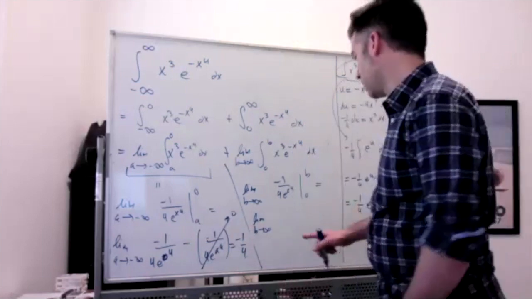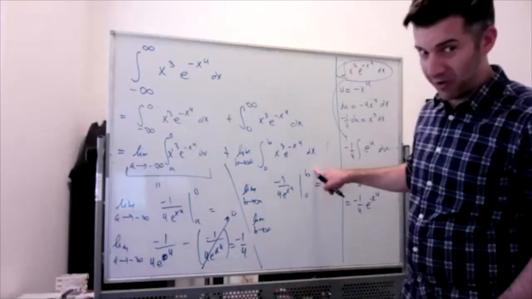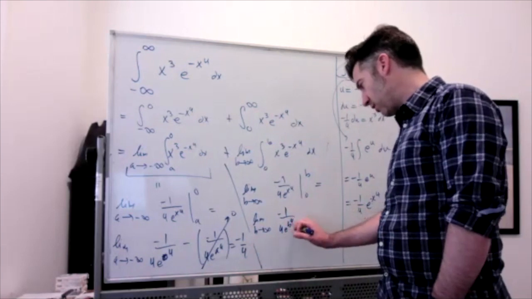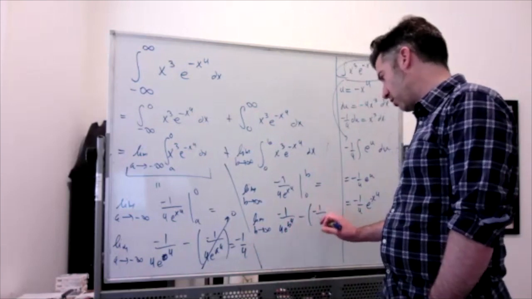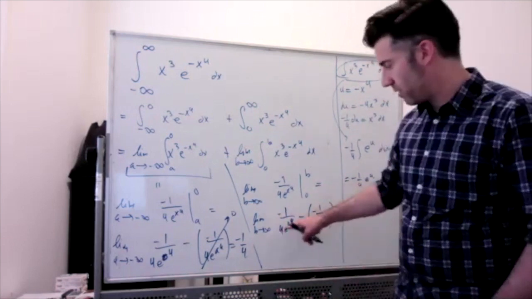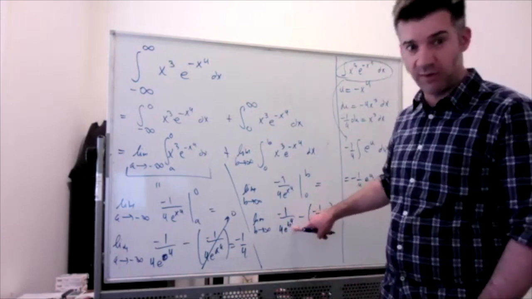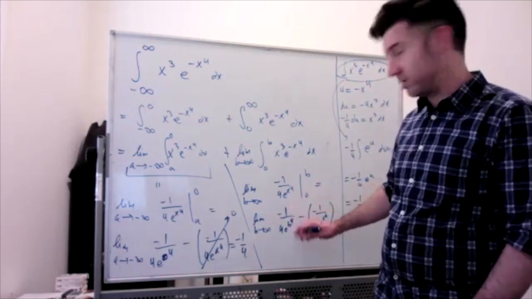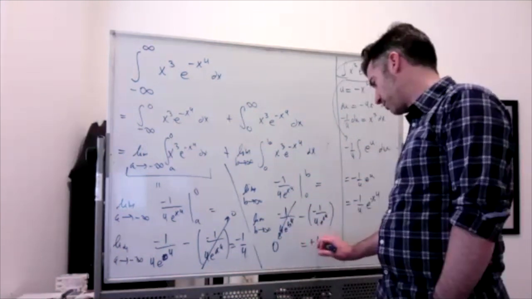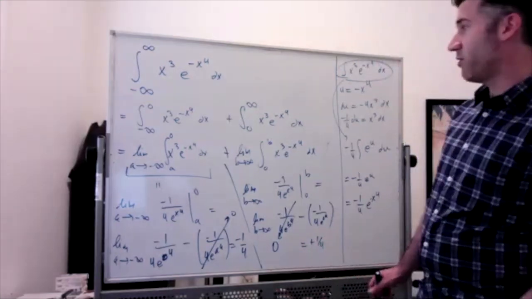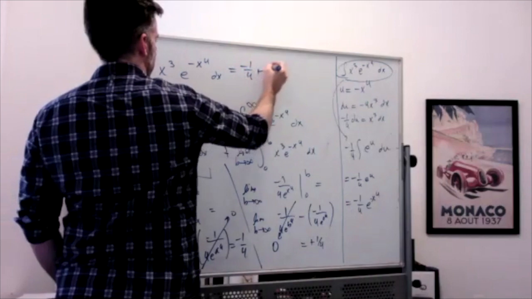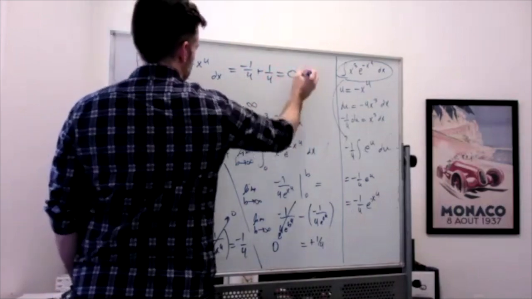Okay. Here we plug in the top limit first. Negative 1 over 4 e to the b to the 4th minus negative 1 over 4 e to the 0 to the 4th. And b goes to infinity, so b to the 4th goes to infinity, so e to the infinity goes to infinity, and 1 over that goes to 0. So we get plus 1/4. So the whole thing converges to negative 1/4 plus 1/4, which is 0.